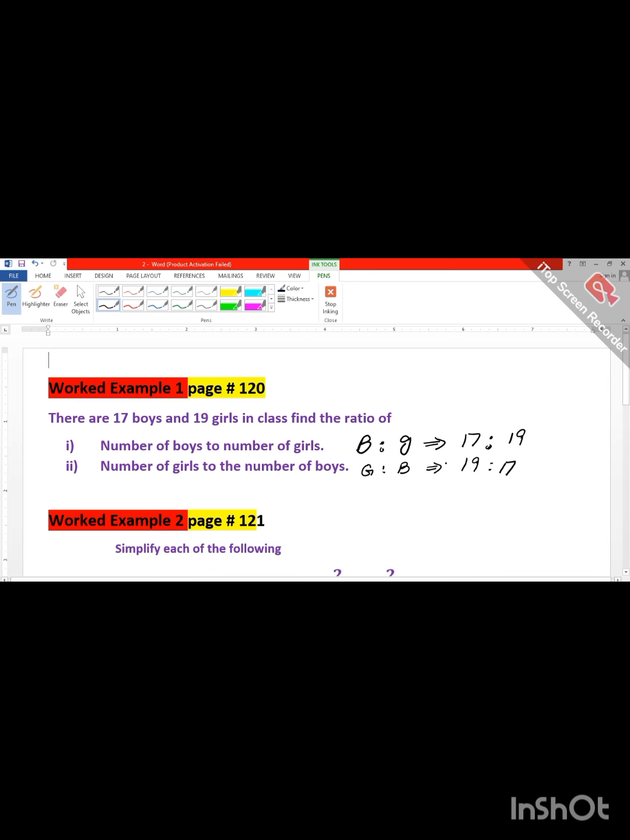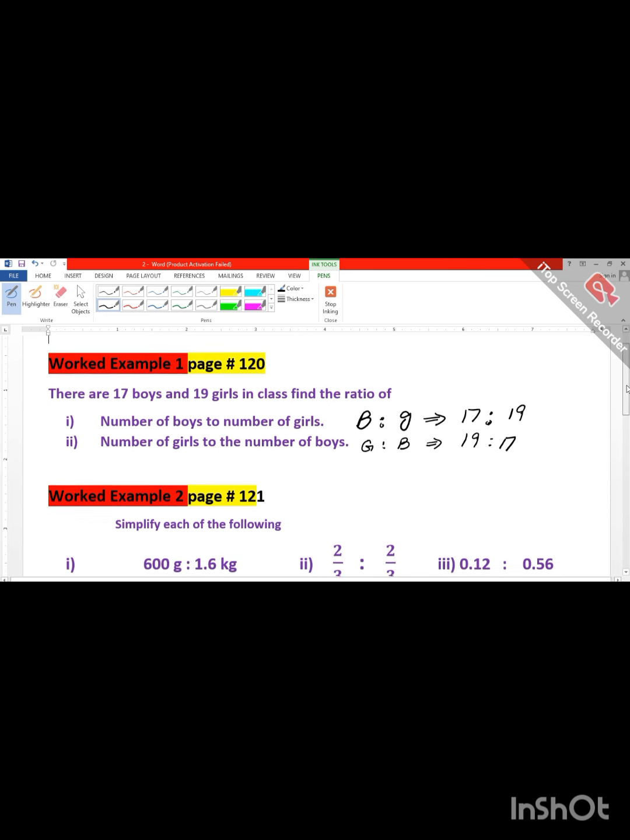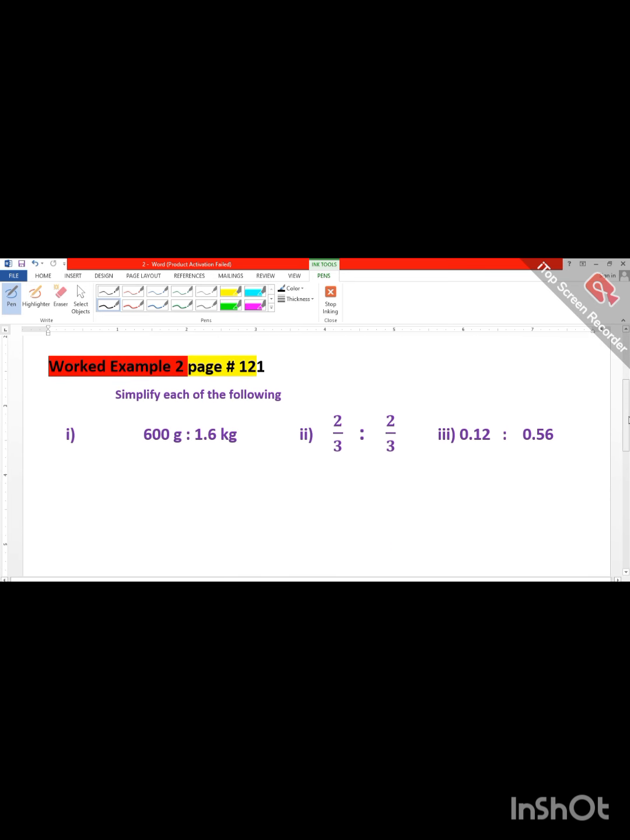Worked example number 2, that is simplify the following. As I said earlier, we must have the same unit. But here we have different units. One is grams, the other one is kg. So we have two ways to solve this one. Either we change the grams into kg or kg into grams. Both ways we can solve it.